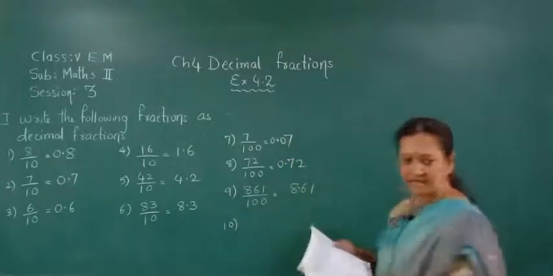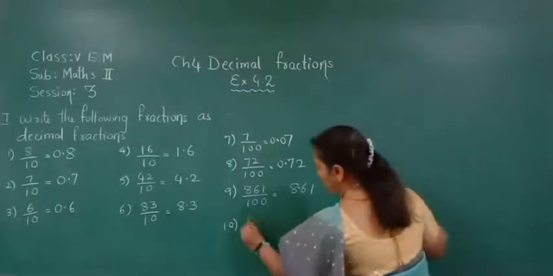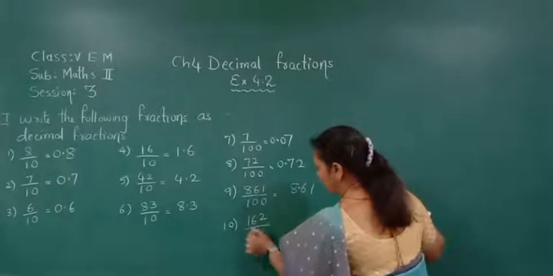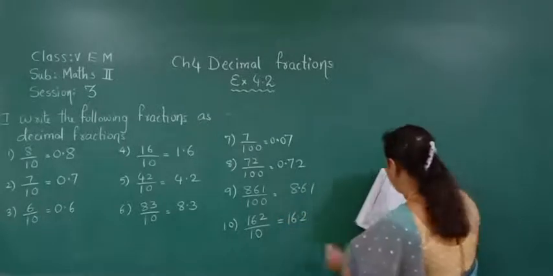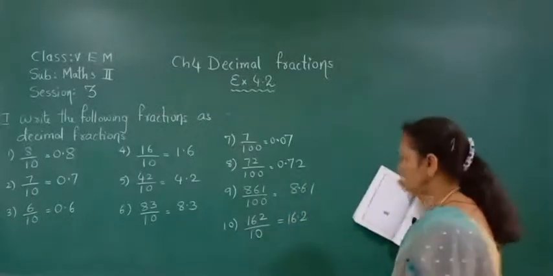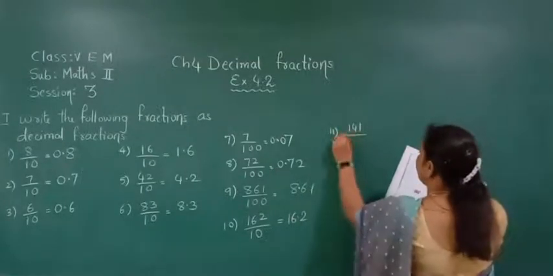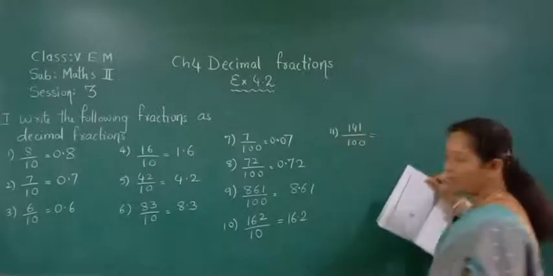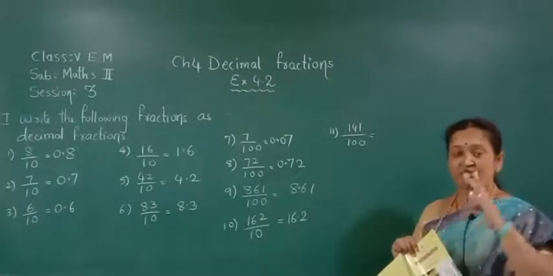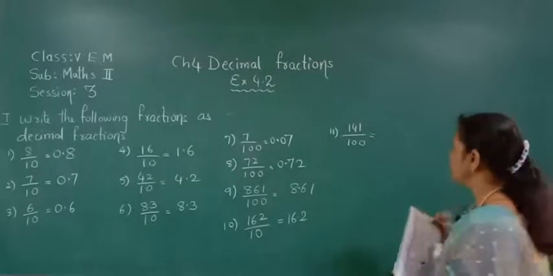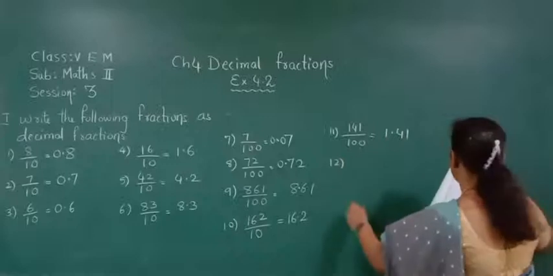Then 10th question is 162 by 10. So here after one digit we should put the decimal point. It is 16.2. Here the answer is 16.2. Then 11th question is 141 by 100. Here in the denominator it is given 100. So 100 has 2 zeros. So we should count 2 digits from the right. So here the answer will be 1.41.